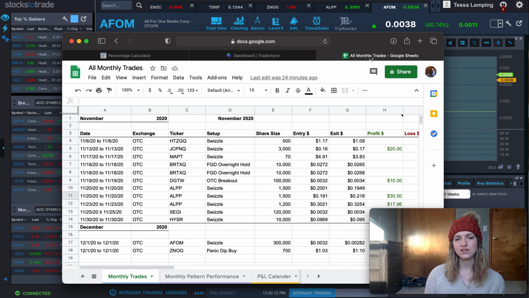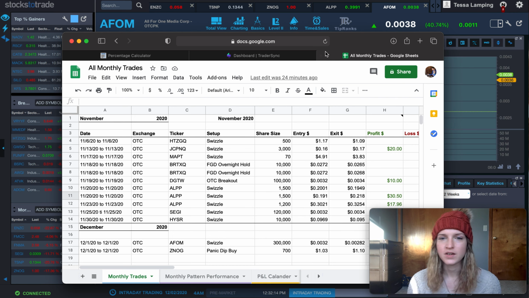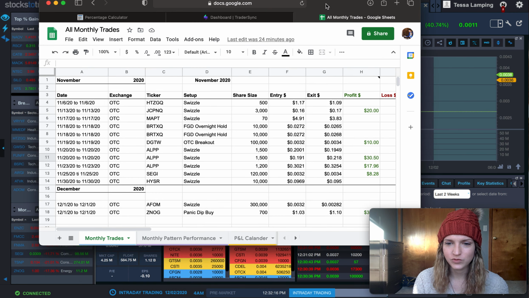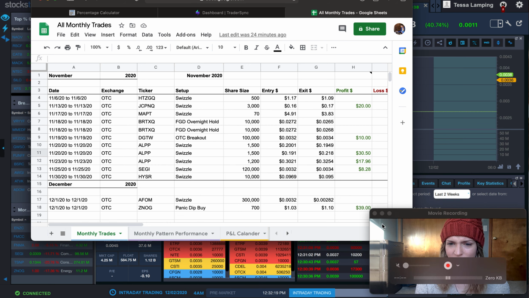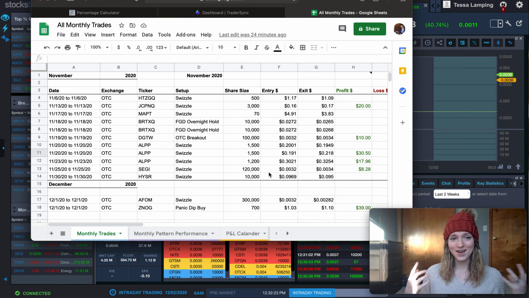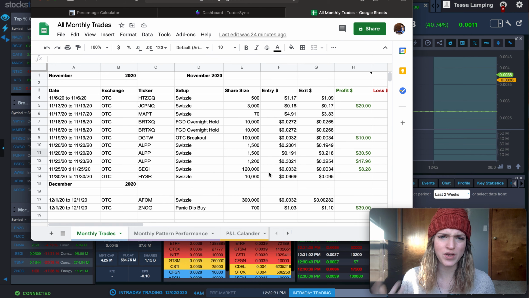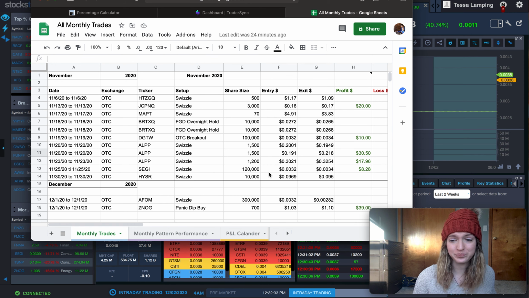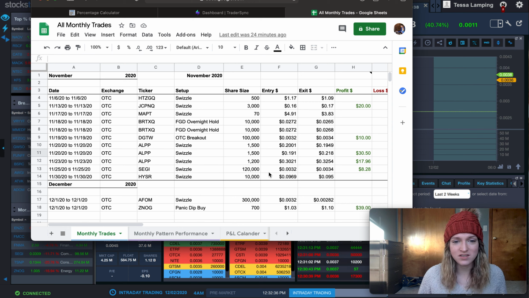Whatever. Let's get into the good stuff. I'm sorry about that. We'll see how much better I get with this stuff in the future. So this is my spreadsheet that I'm talking about, and it has the exact same information from TraderSync. I'm just doing this so that way I really ingrain this stuff in my head.